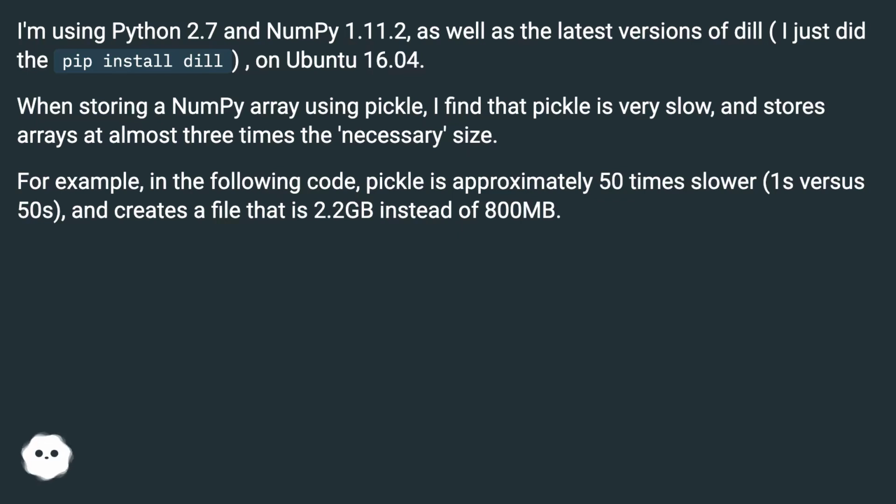When storing a Numpy array using Pickle, I find that Pickle is very slow and stores arrays at almost 3 times the necessary size. For example, in the following code, Pickle is approximately 50 times slower, 1 second versus 50 seconds, and creates a file that is 2.2 GB instead of 800 MB.